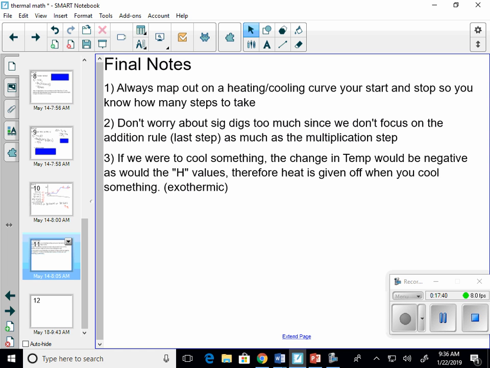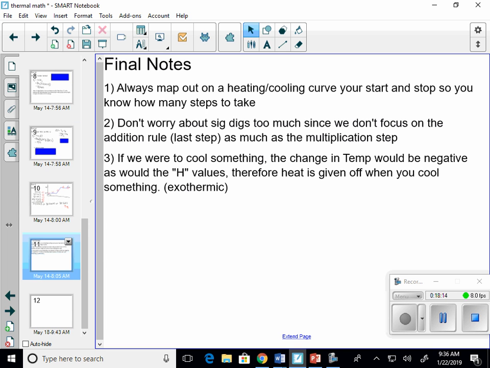Lastly, number 3, what we just did here was how much energy you put in to heat something up. We can do the exact opposite. How much energy is needed to cool something down? If you cool something down, like you just saw in the lab at the start of class, your delta T should always be a negative value. Negative means exothermic, heat's released. What I say for number 3 is we should also make the H values negative.